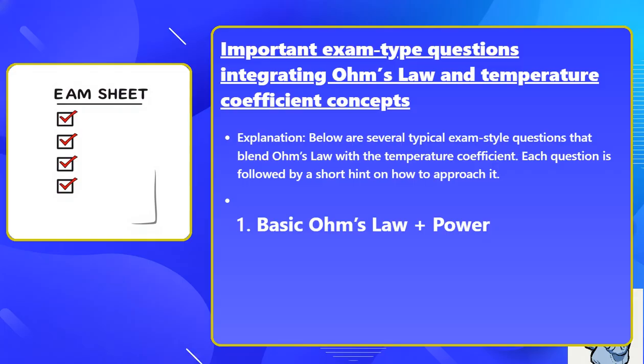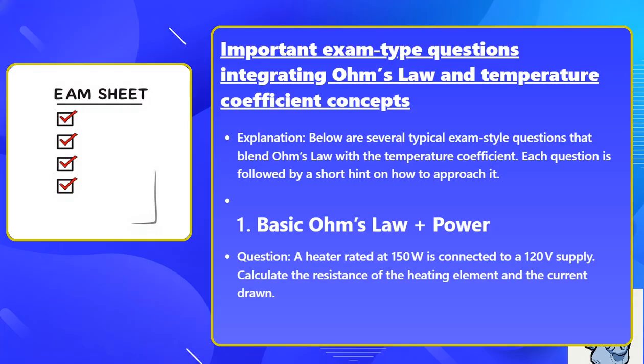1. Basic Ohm's law plus power. Question: a heater rated at 150 watts is connected to a 120-volt supply. Calculate the resistance of the heating element and the current drawn. Hint: use P equals V squared divided by R to find R, then I equals V divided by R.